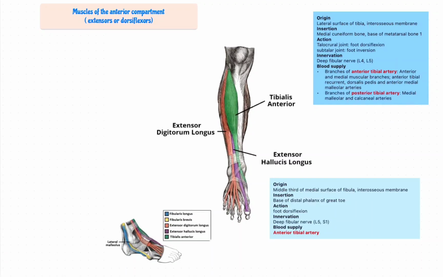Next is the extensor hallucis longus, which originates from the middle third of the medial surface of the fibula and the interosseous membrane to insert in the base of the distal phalanx of the great toe. The action is to help in foot dorsiflexion, innervated by the deep fibular nerve, and the artery is the anterior tibial artery. One important point that we need to focus on is that an absent motor response in the extensor hallucis longus muscle can occur due to muscle or nerve damage.